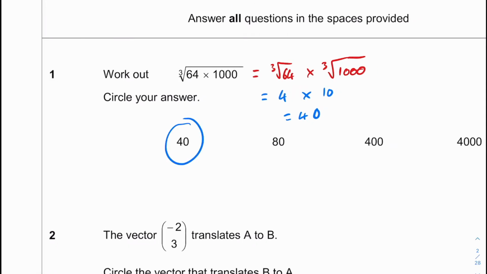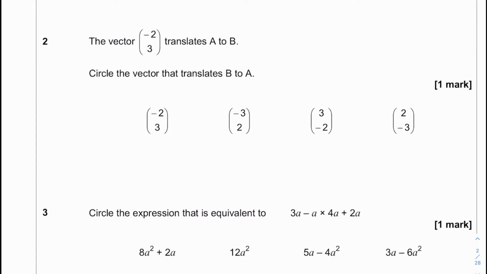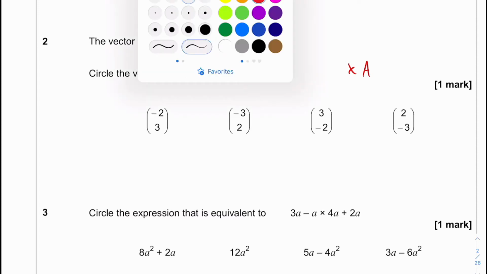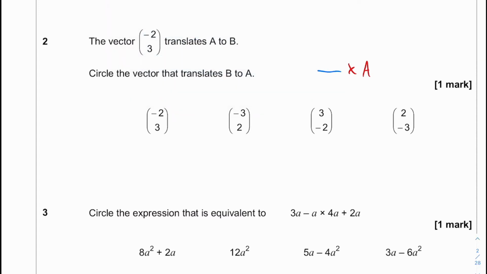So the answer is the first one, we circle 40. Okay, so for question 2 we are given the vector (-2, 3), and this translates A to B, and we need to circle the vector that translates B to A. If we consider this, we've got the point A here, and to get to B we go 2 units in this direction, and then we go up 3 units, and this gets us to the point B.